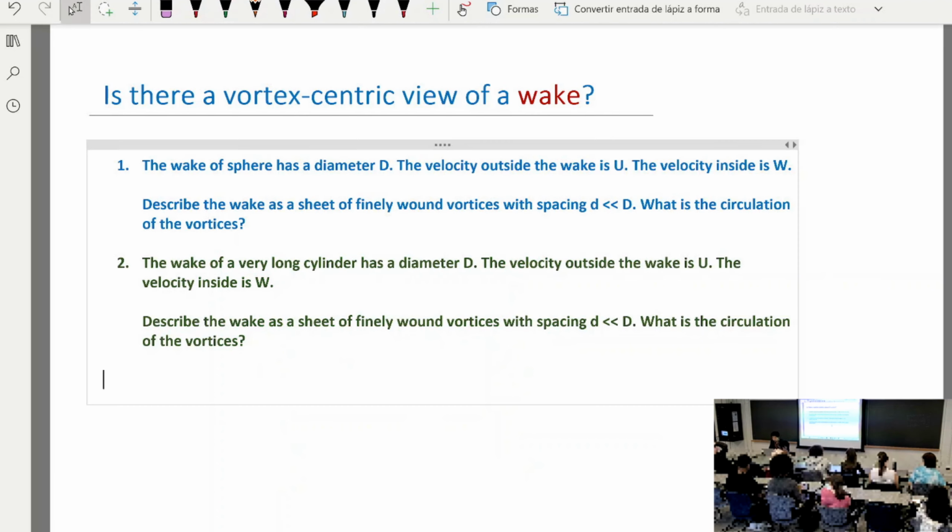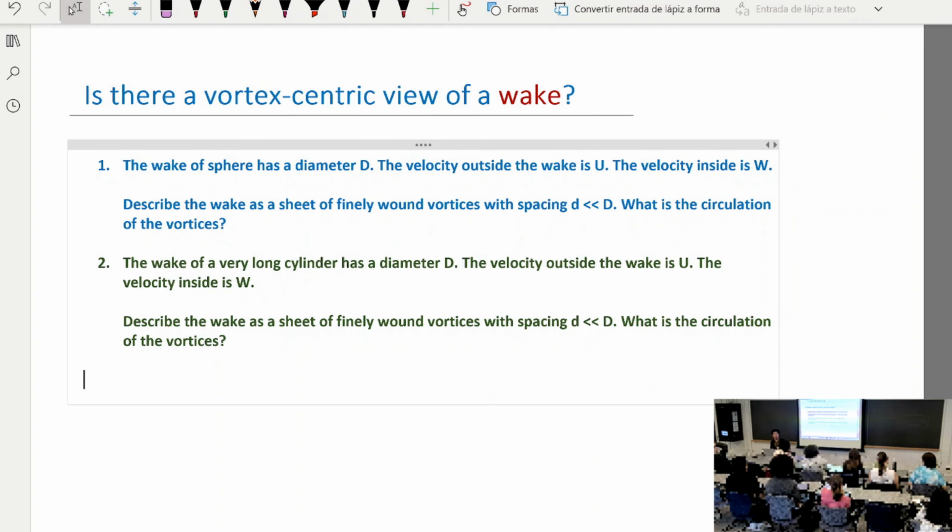Okay, so let's end this lecture by having you come up and do a similar problem, but instead of a jet, let's make it a wake. Imagine the wake of a sphere has a diameter d. This is very similar to the jet case, but now it's a wake. The velocity outside of the wake is U, and the velocity inside of the wake, still going downstream, is lower. So instead of a jet where the velocity inside goes faster, in a wake the velocity goes slower, right?